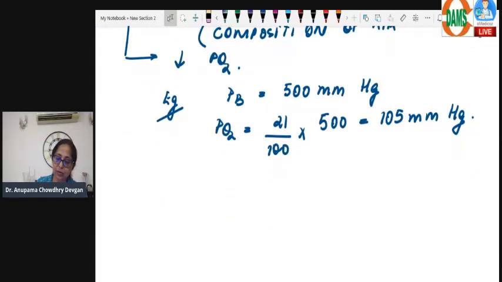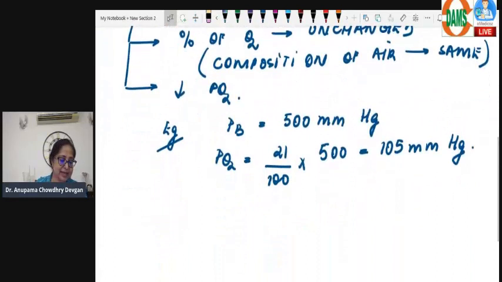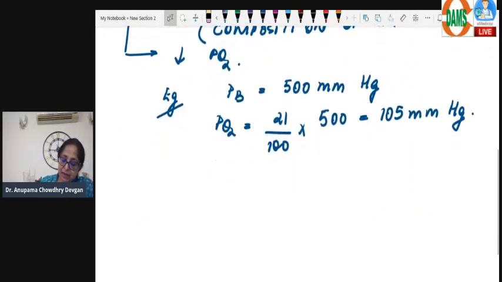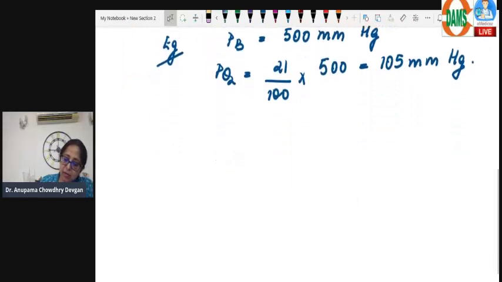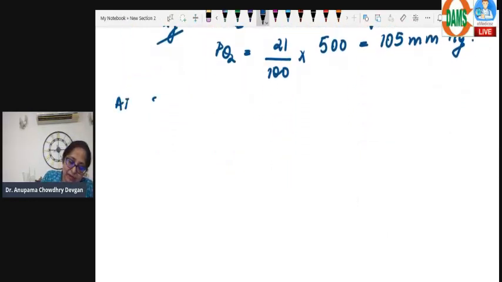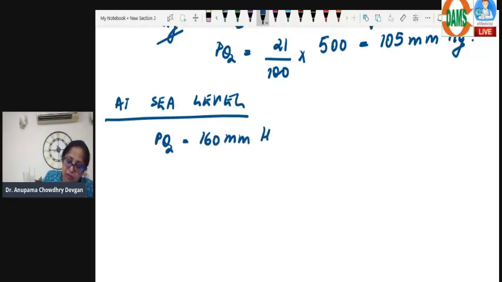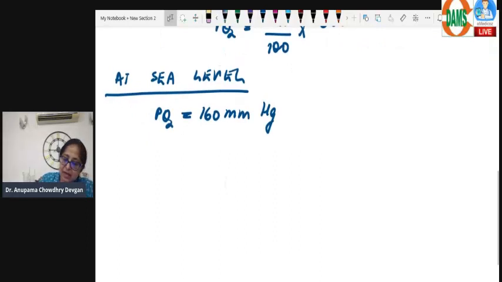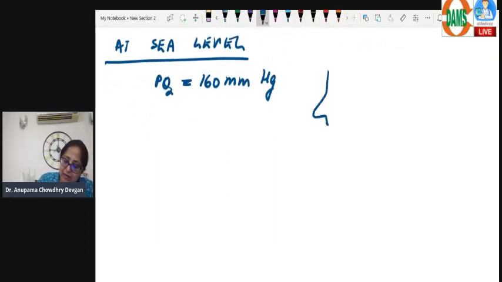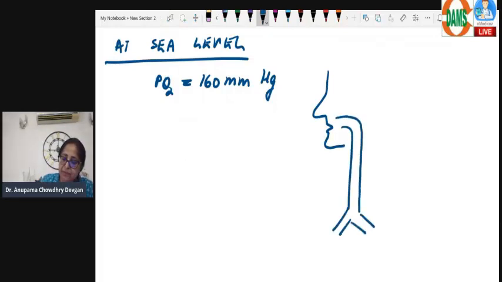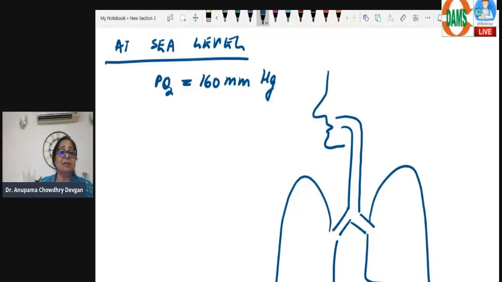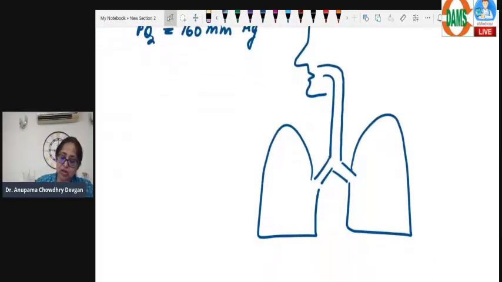Now, the next important point. I've already discussed that at sea level, the partial pressure of oxygen is 160 millimeters of mercury. Now, as we inspire, this is the trachea here, the major bronchi, and this goes into the lungs. As we inspire, there are some changes which are going to take place. And what are these changes?